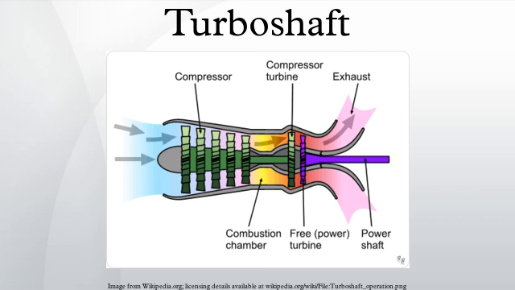Large helicopters use 2 or 3 turboshaft engines for redundancy. The Mi-26 uses 2 Lotarev D-136 at 11,400 horsepower each, while the Sikorsky CH-53E Super Stallion uses 3 General Electric T64 at 4,380 horsepower each.